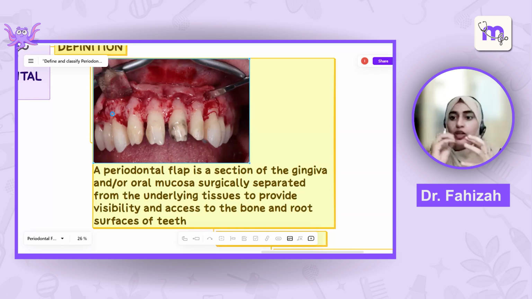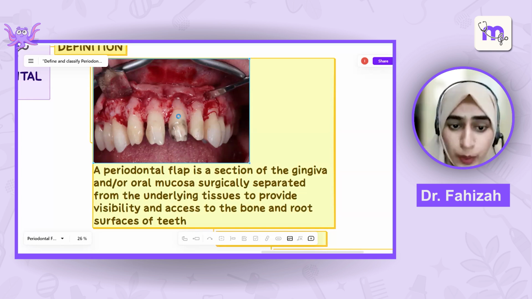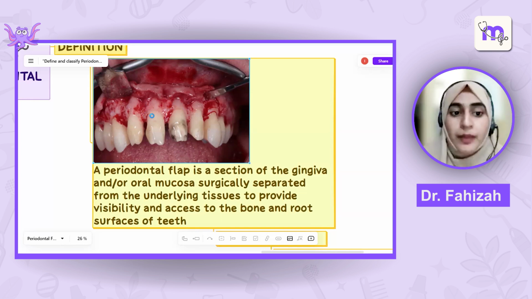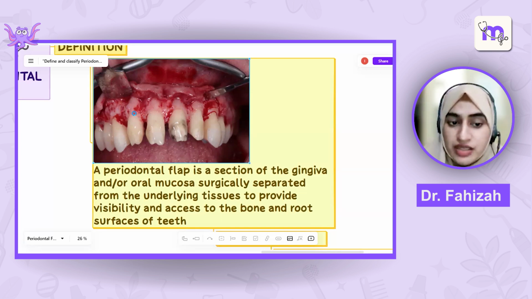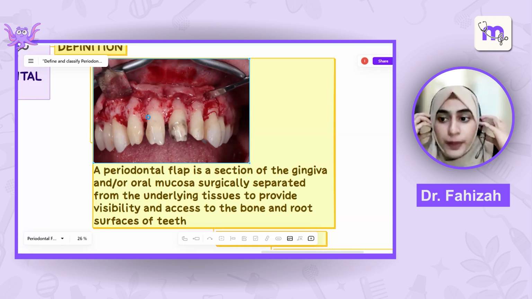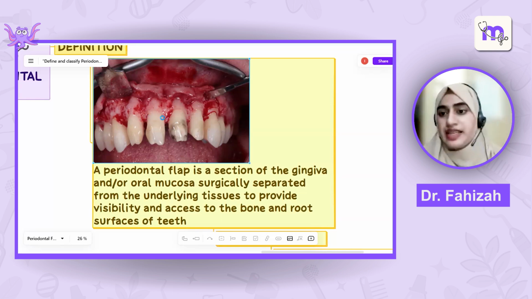And why is it done? Basically to access the root surfaces. Can you see over here? You can see very clearly this is the bone and these are the root surfaces. All that we covered. Now, after opening up, if there is a defect over here, you can do something about the defect, or you can clean the root surfaces. It is called root planing. So root planing becomes easier.